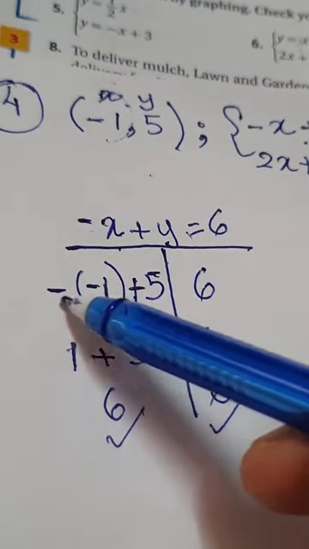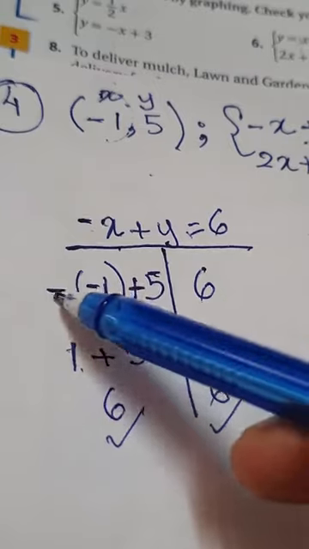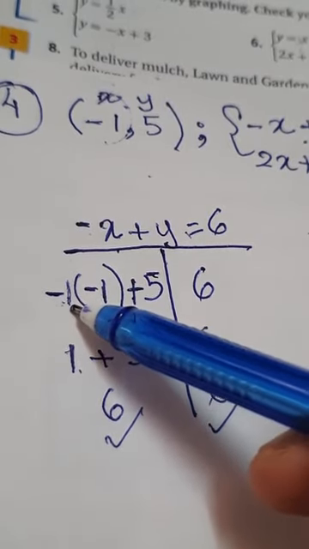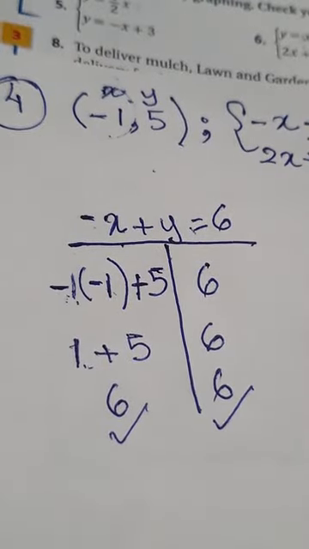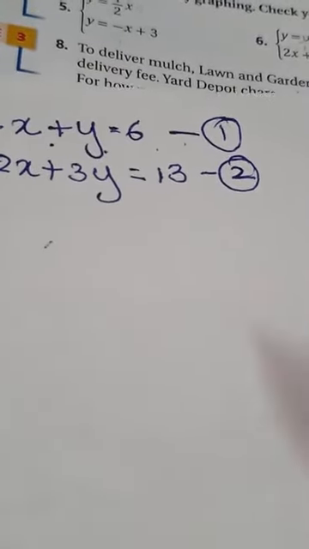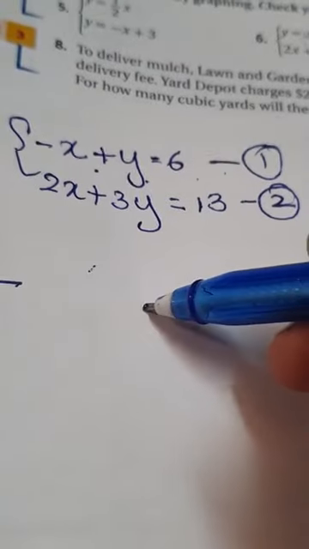Now again, don't get confused. It is minus minus 1, because you know here there is an invisible 1, right? So minus 1 multiplied by minus 1 is positive 1. Okay, now moving to the second equation. Again, draw the table.